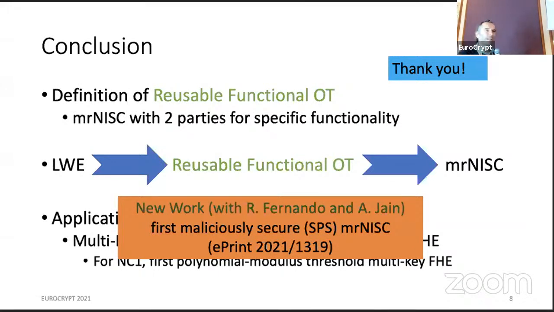Thank you. Time for a quick question, a very quick question. Don't think. No, so in the interest of time, let me move on to the next talk. Let's thank the speaker again.